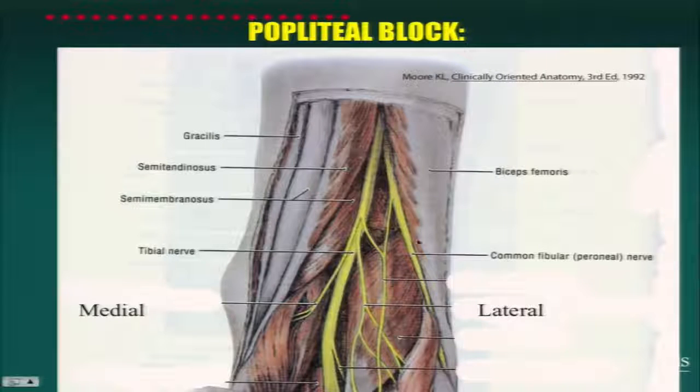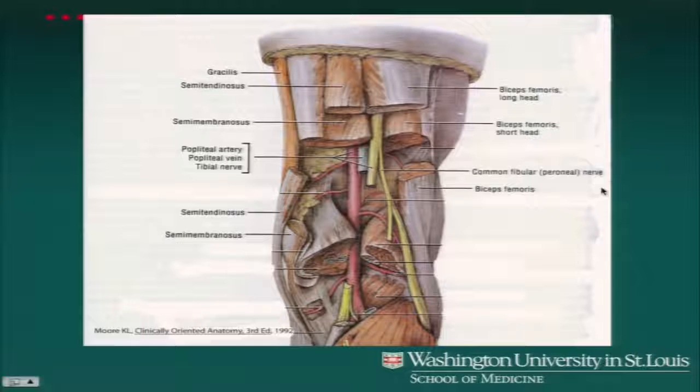The common peroneal nerve wraps around the fibular head. The tibial nerve stays along the posterior compartment, innervating the gastroc-soleus complex, as well as the toe and foot flexors. Here you can see the vasculature as part of this, the popliteal artery and the vein. Obviously, this tibial component has been transected to show you what the vasculature looks like in this relationship.